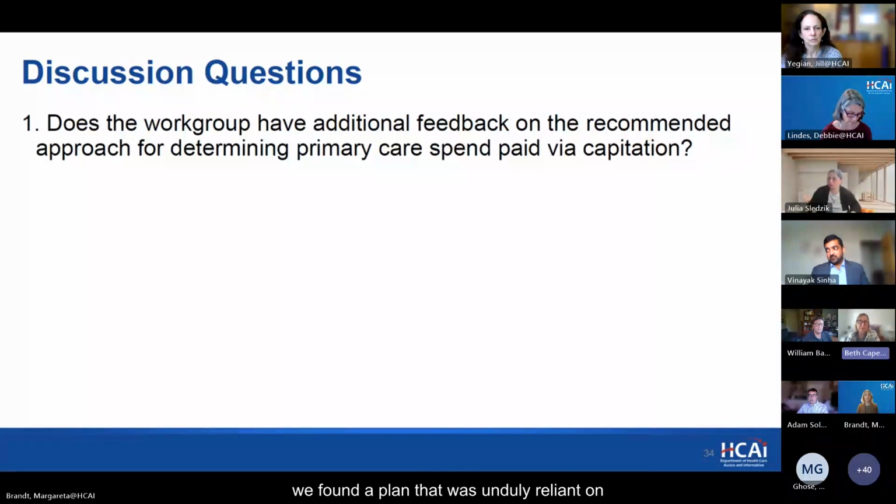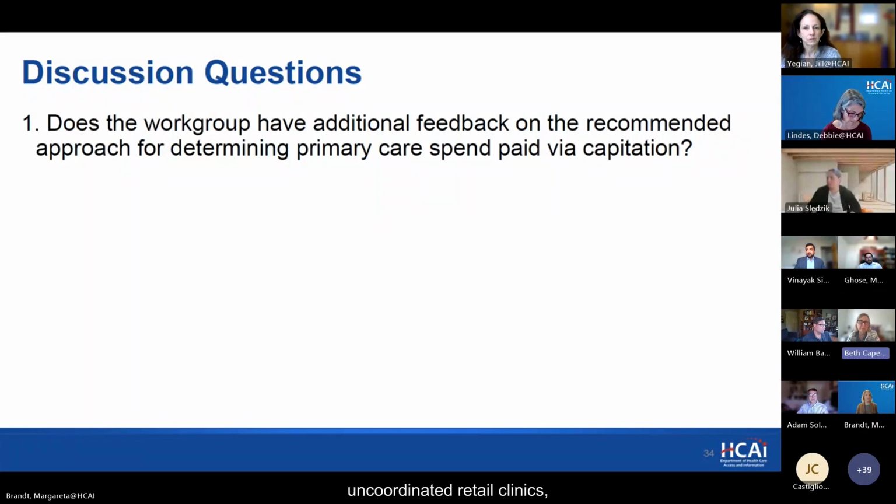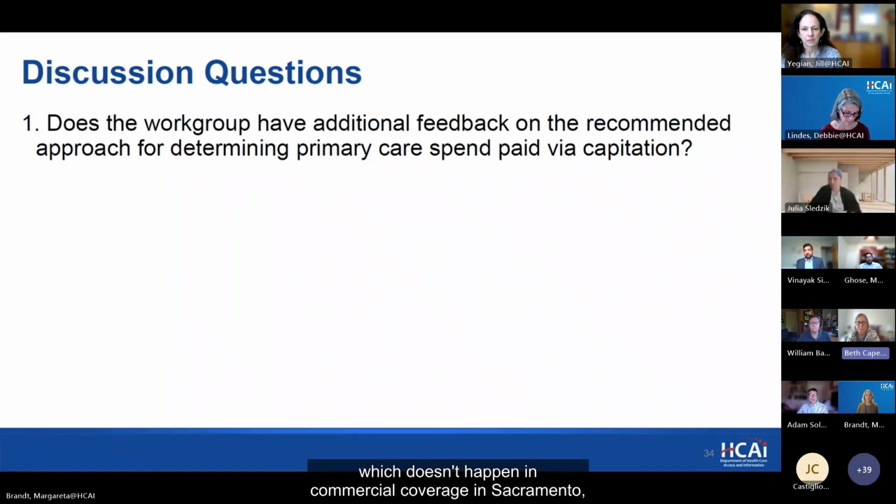If, for example, we found a plan that was unduly reliant on uncoordinated retail clinics, that would raise concerns for us. And conversely, if we had a plan that had coordinated primary care that was not named Kaiser, and that had ready access to primary care for enrollees, which doesn't happen in commercial coverage in Sacramento, that remote rural area outside of Kaiser.